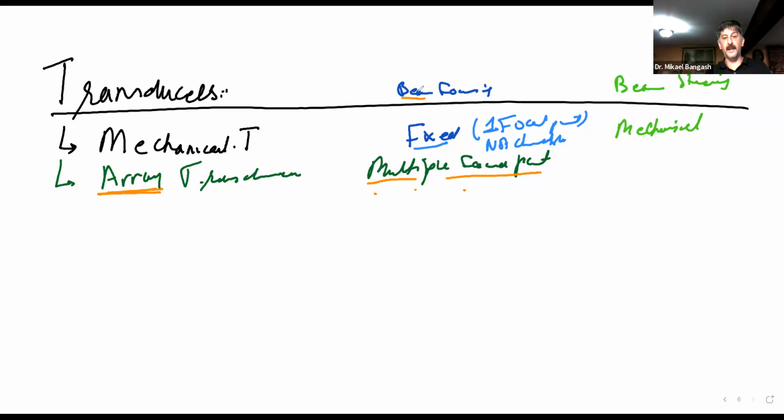Now in the array transducers, we have a variety of array transducers. Although this one is mentioned a little bit later in your book, the first array transducer that I will be talking about with you guys is going to be what we can call the annular phased array. Now it is an array transducer, and because it is an array transducer, it is going to have multiple focal points.